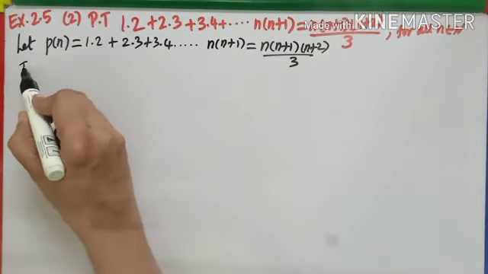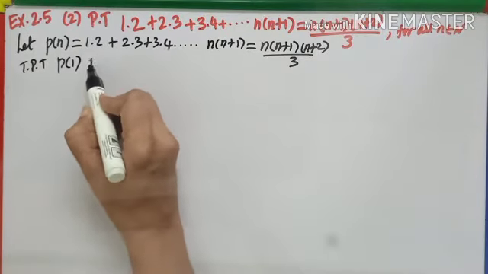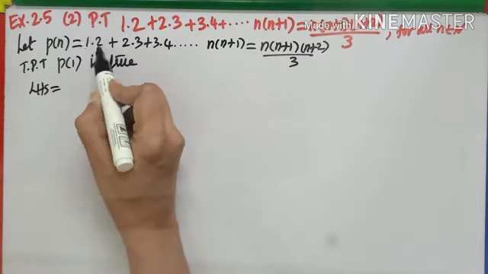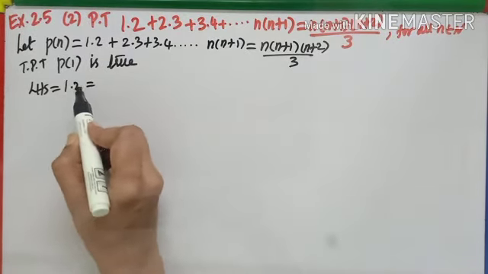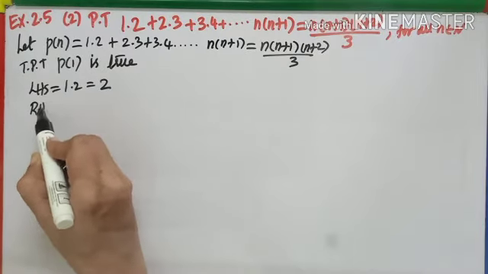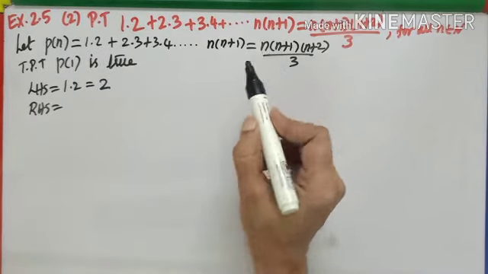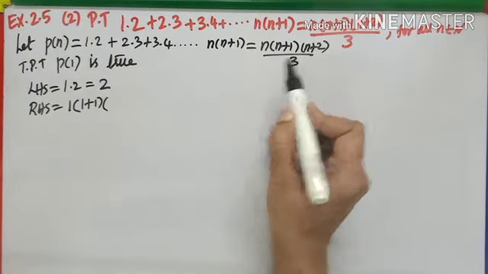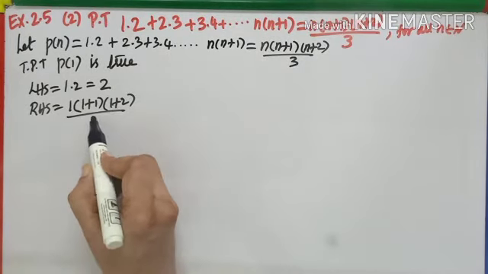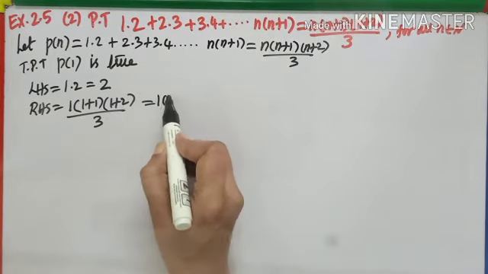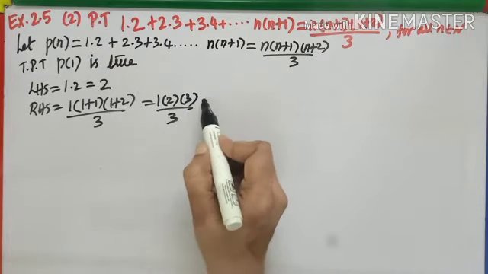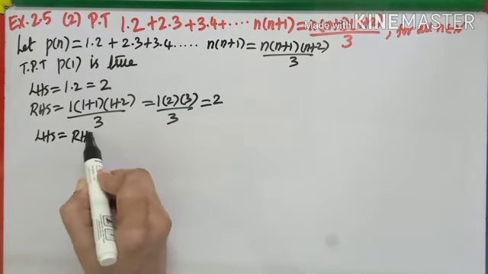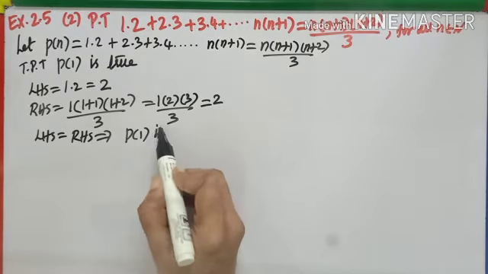The second step, to prove that P of 1 is true. So take LHS, that is the first term alone, 1 into 2. 1 into 2 is 2. RHS, wherever n is coming, put 1. So 1, n plus 1 I will write 1 plus 1, n plus 2, 1 plus 2 divided by 3. 1 into 2 into 3 by 3, 3 cancels, this is 2. So we will say LHS equals to RHS implies P of 1 is true.